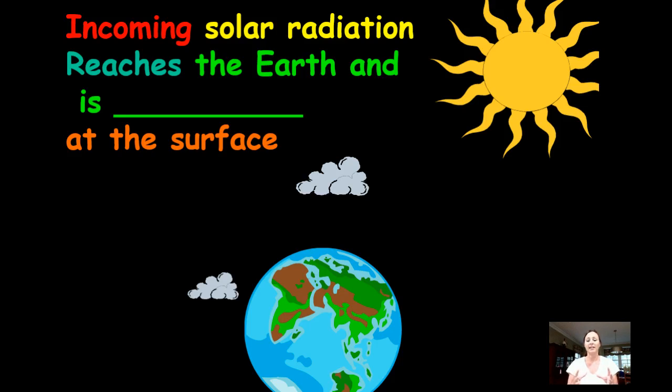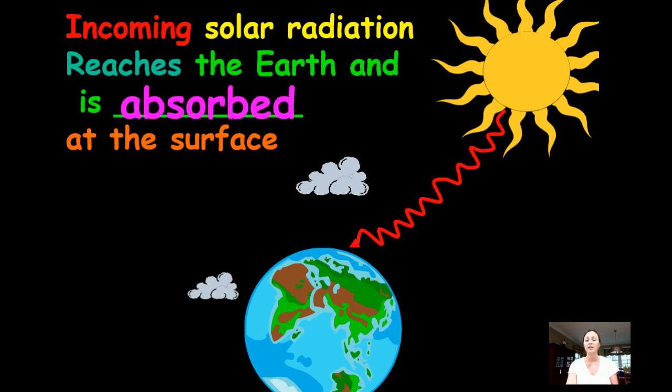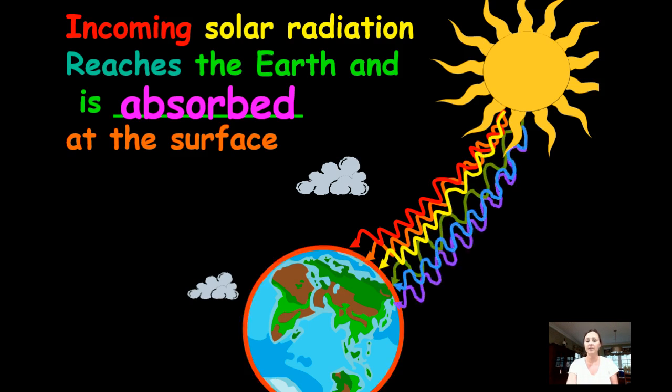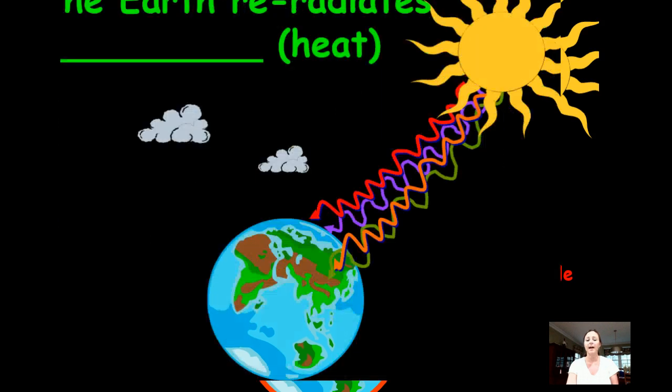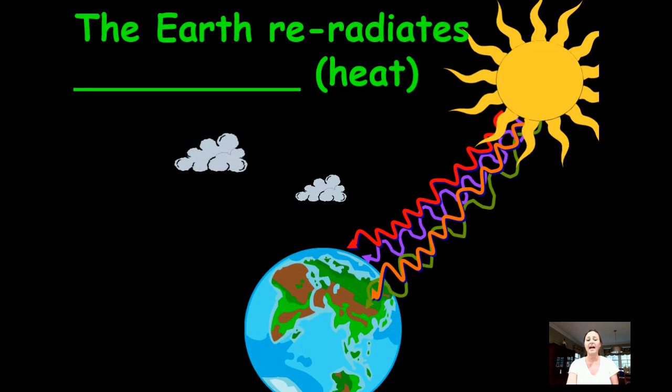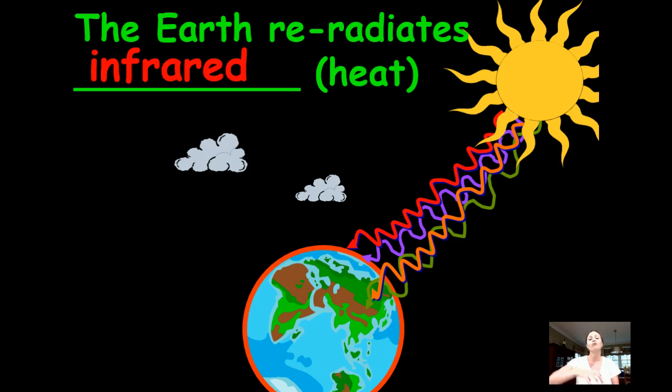Well, it actually creates a similar design with the sun, the Earth and the clouds in our atmosphere. Incoming solar radiation reaches the Earth and is absorbed at the Earth's surface. It comes in as short wave radiation, just as we saw with our greenhouse diagram. It comes in as visible light, gets absorbed by the Earth's surface, and at that point it will also re-radiate infrared or heat energy. Now, as we said with the greenhouse, it re-radiates as long wave radiation.